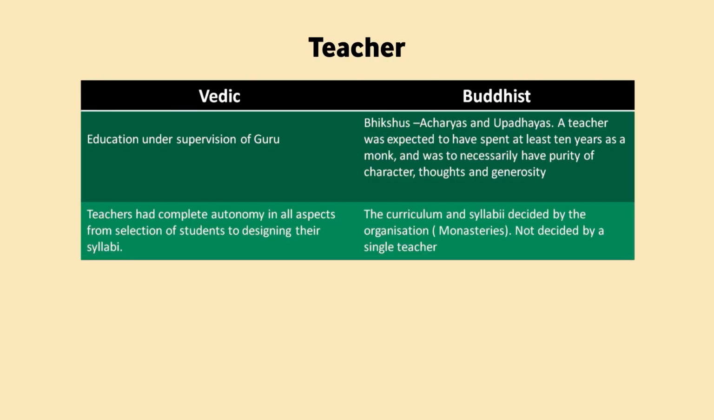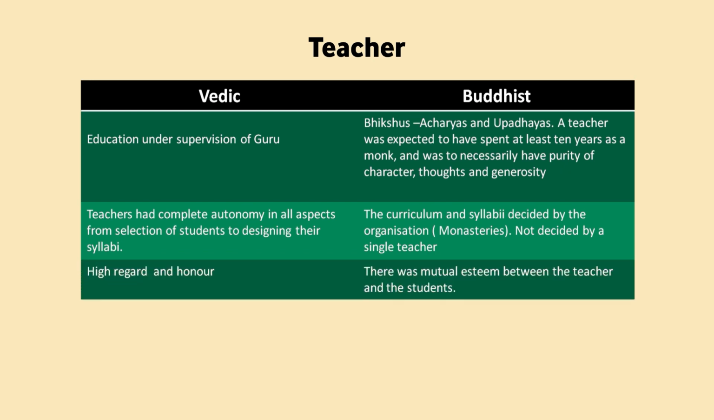And in the Vedic system, as I mentioned, it is an individual ashram under a guru. Therefore, they have complete autonomy in all aspects, such as the selection of students and designing their curriculum. Whereas in the Buddhist system, you cannot see that type of autonomy, since a monastery is under some organization. Therefore, it is not decided by a single teacher. It is a group of people who decide the syllabi and the decision to admit the students and all.